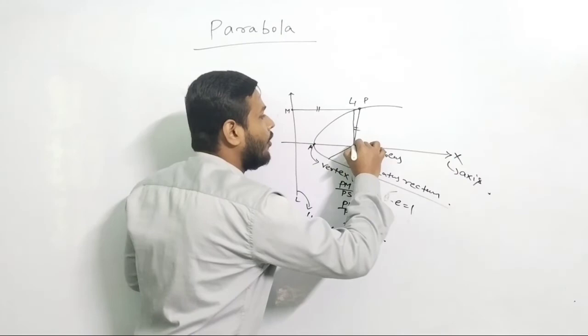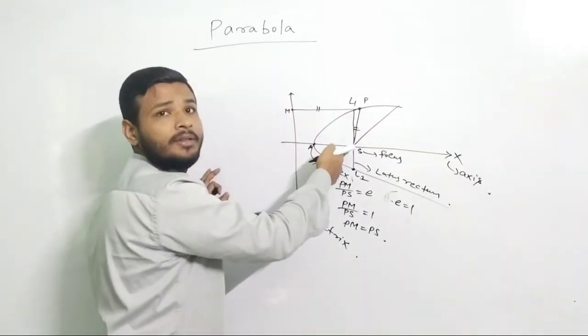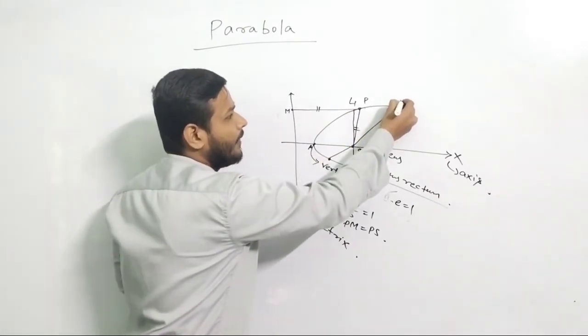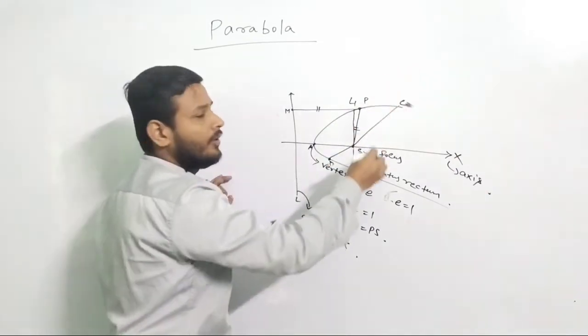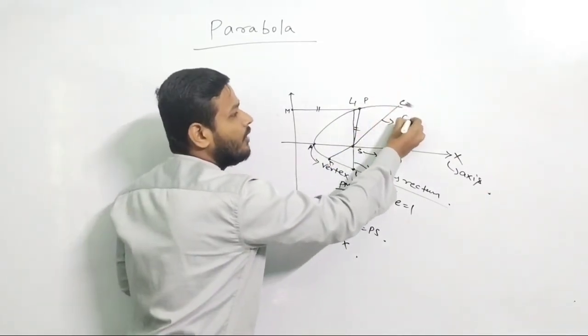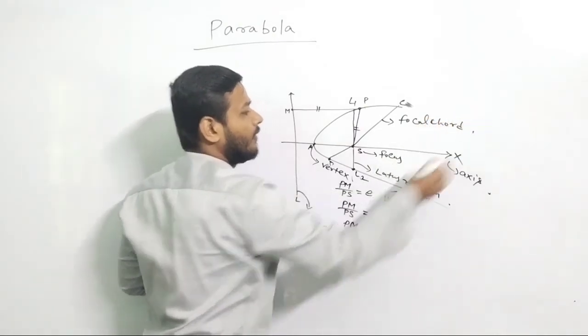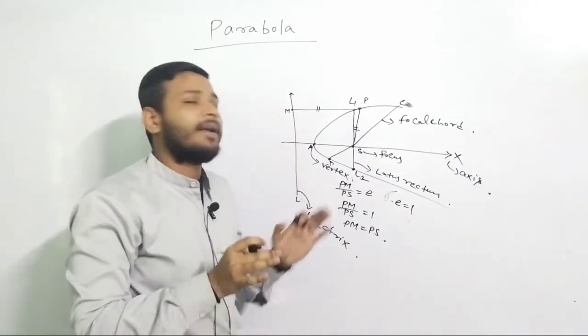A focal chord is a straight line passing through the focus. Here AB, here CD are focal chords. This is about the parabola. This is the information about the parabola.